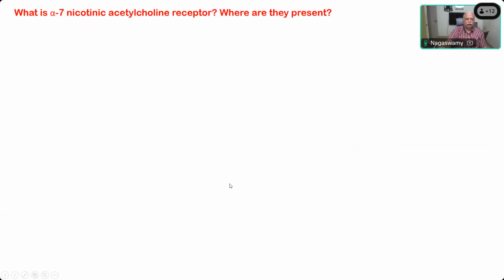What is an alpha 7 nicotinic acetylcholine receptor? Where are they present? What are the normal types of acetylcholine nicotinic receptors you have? Muscular and neuronal, very good. Mature and immature, adult or infant, isn't it? The composition is different. It's a pentameric structure, but here it is an alpha 7 nicotinic receptor, present in the brain, neurons, and other parts of the body.